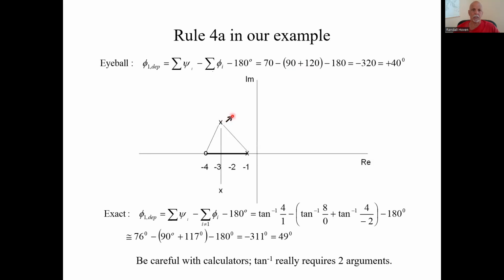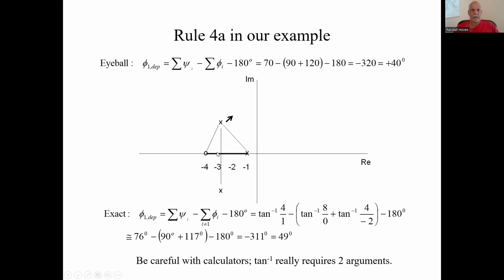Let's say it's about like this. So the branch coming out of this pole is about 40 degrees. The root locus is always symmetric about the real axis, so I know this one is going to come off at about minus 40 degrees. If I had to do that exactly, I need to take inverse tangents.